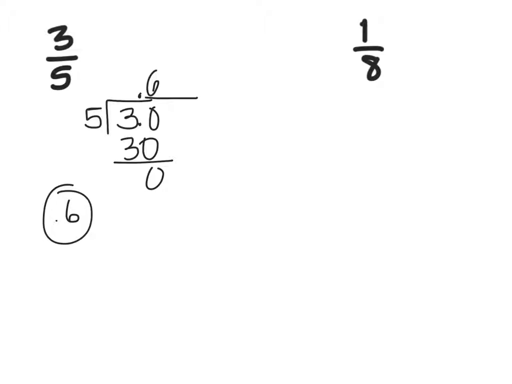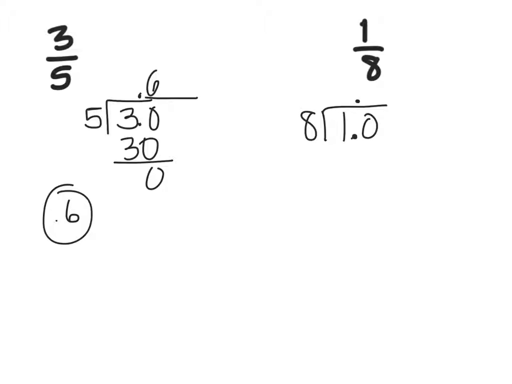Alright, next one. If I look at 1 divided by 8. Now that's where you've got to be careful, because I did that backwards. So I want 1 on the inside divided by 8 outside. So I look and I say, does 1 go into 8? Or does 8 go into 1? Well, no, it's obviously too big, so I add my 0.